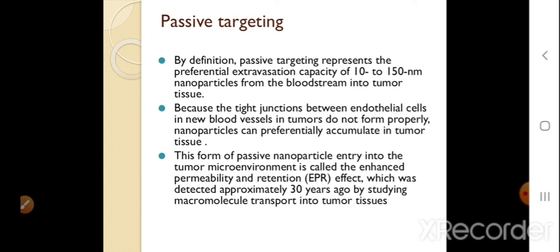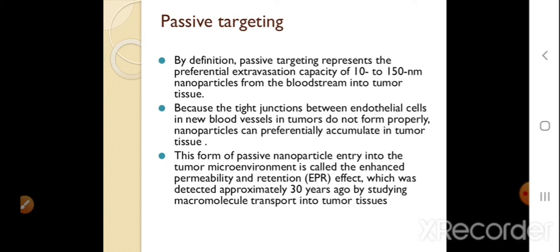Now, due to the defect in the formation of the new blood vessels, the tight junctions between the endothelial cells in the new blood vessels in tumors do not form properly, and the nanoparticles can preferentially accumulate in tumor tissue. This form of passive nanoparticle entry into the tumor microenvironment is called the enhanced permeability and retention effect. This effect was detected approximately 30 years ago by studying the macromolecule transport into tumor tissues.